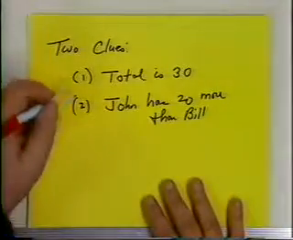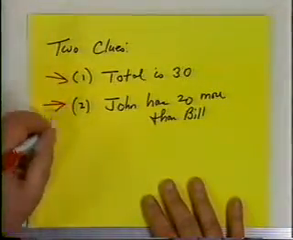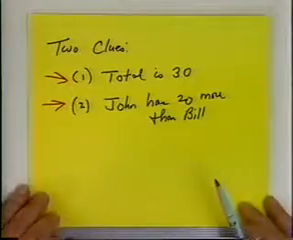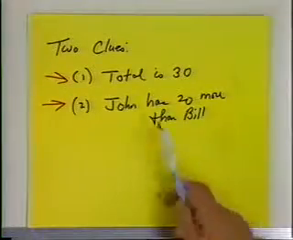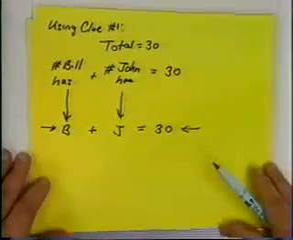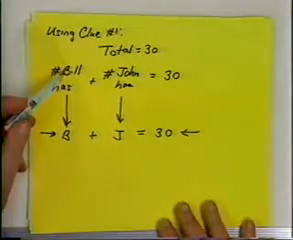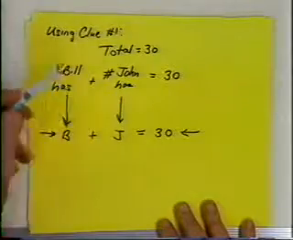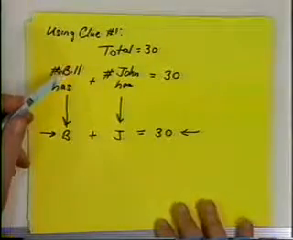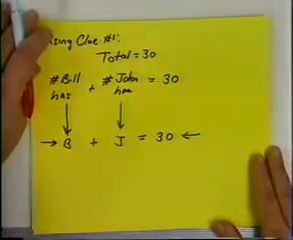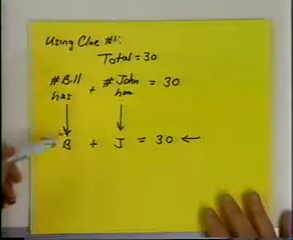What I'm going to do is look at these clues one by one and show you how by trial and error you can solve these problems. Let's use clue number 1 first. Remember, the total is that they have 30. And rather than keep writing the number of marbles John has and the number of marbles Bill has, even though we're not going to use algebra here, let's at least use algebraic notation.